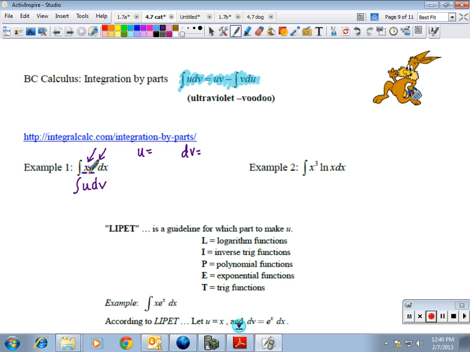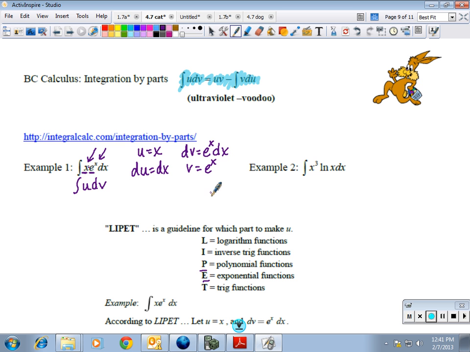Well, what do we have? We have a polynomial, which is an x, and we have an exponential, e to the x. So, what do we let be u? Well, the polynomial. So we're going to let our u be x, and our dv be our e to the x dx. If you look in your formula, you're going to need a du, and you're going to need a v. So basically, we're going to differentiate this. Well, the derivative of x is just dx, and we're going to integrate this. We need a v. The integral of e to the x is e to the x.